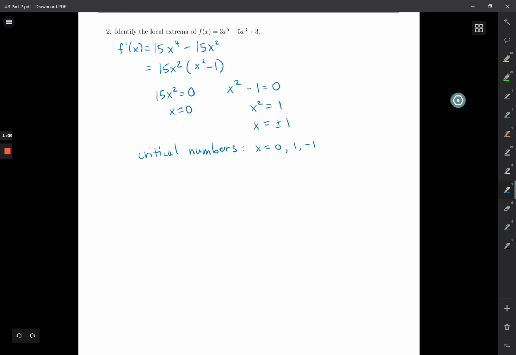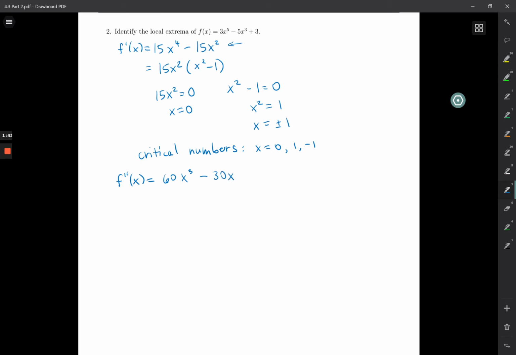Right? And so we want to use the second derivative test, so now we should take the second derivative. Okay, so I'll slow down a bit. We're taking the derivative of this expression up here. We get 15 times 4, which is 60, times x cubed. And then we'll get 15 times 2, which is 30, times x.